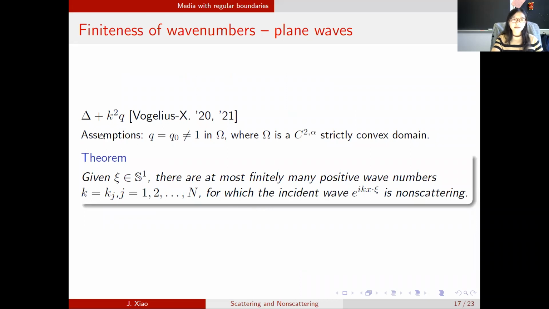So we also have similar results concerning plane waves, and we fix the incident direction, and we consider omega as an arbitrary C2 alpha strictly convex domain. We can prove that in this case, we also have at most finitely many positive wave numbers for which those incident waves are non-scattering.